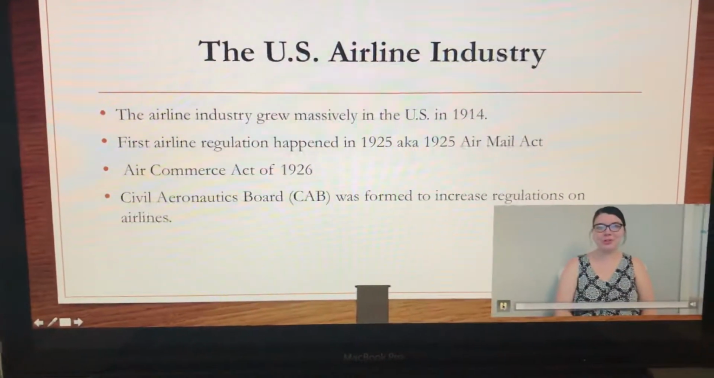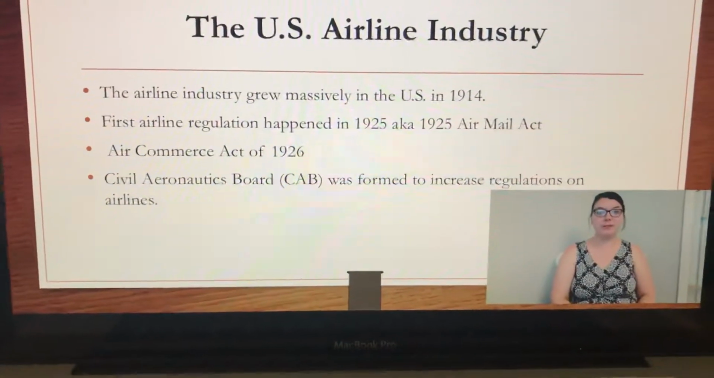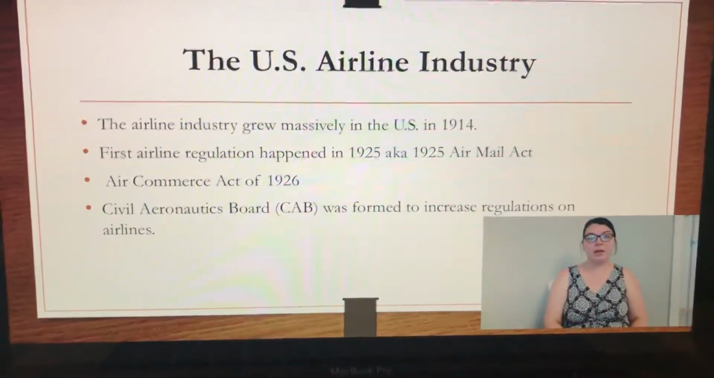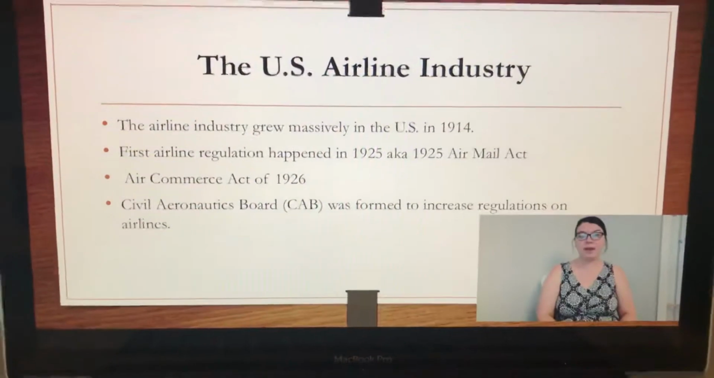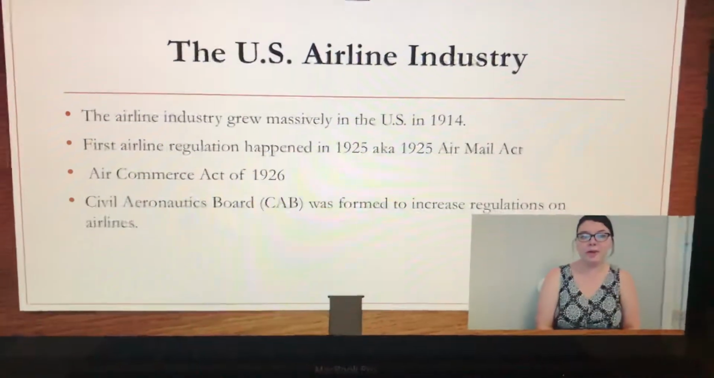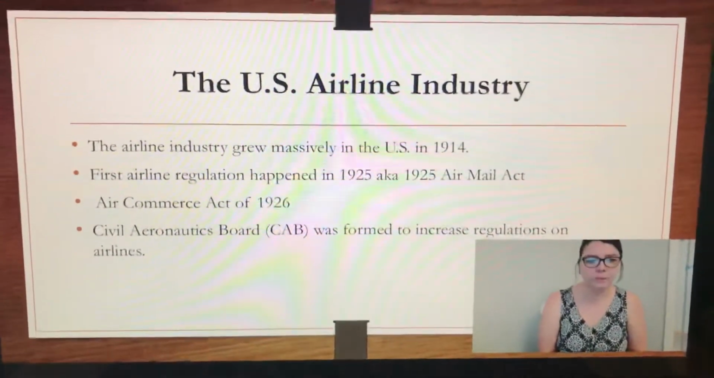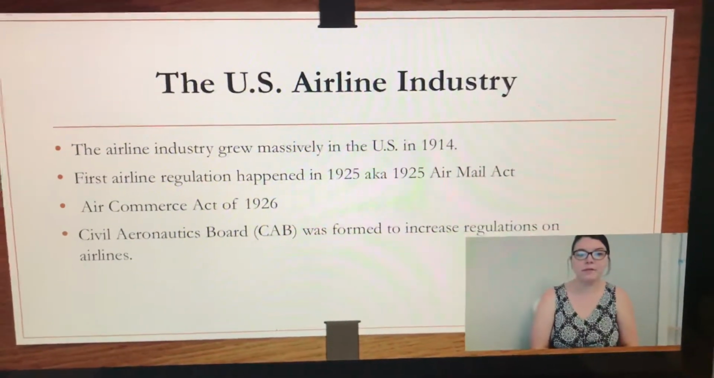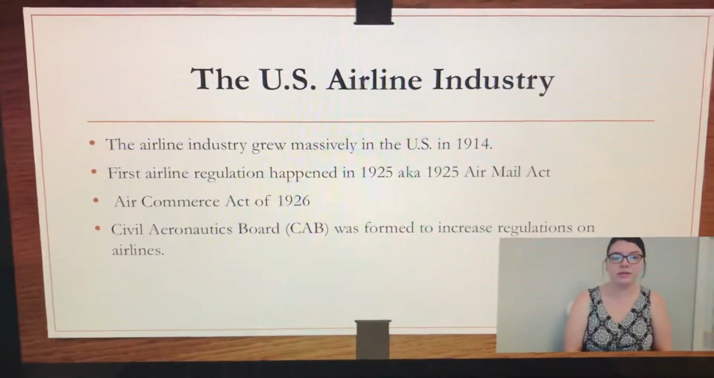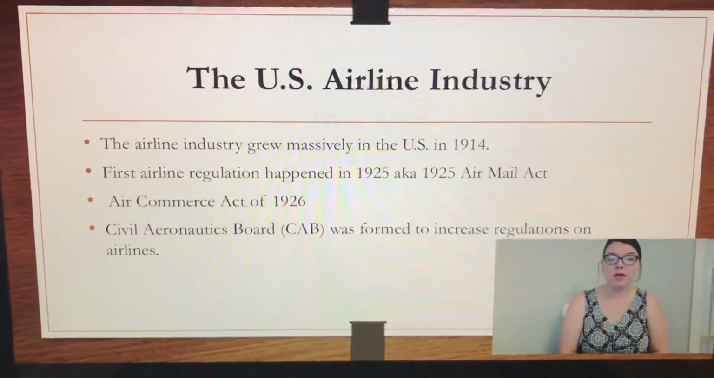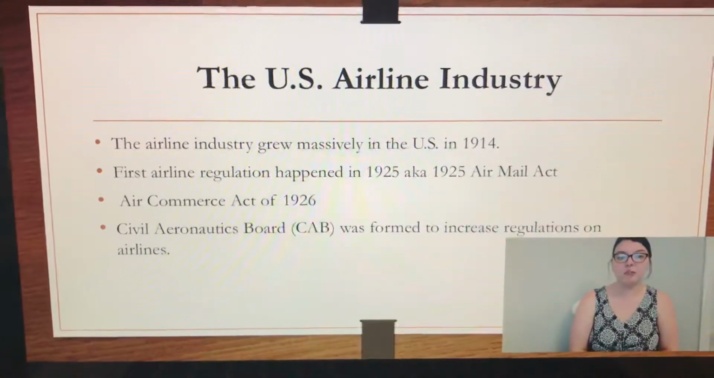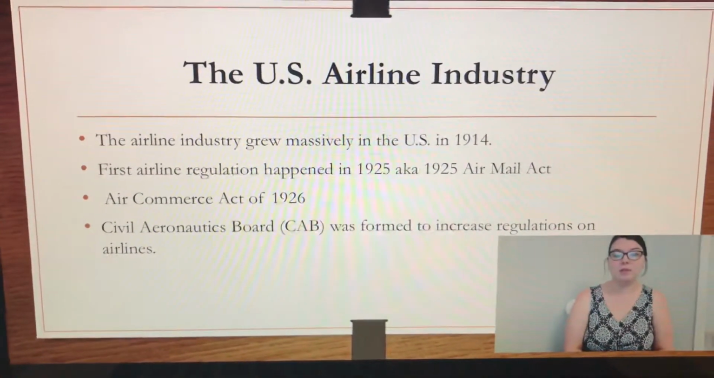The airline industry grew massively in the U.S. in 1914. The first airline regulation happened in 1925. It was known as the 1925 Air Mail Act, or the Kelly Act. And then in 1926, we had the Air Commerce Act, which created additional regulatory effects. It structured federal aircraft, airmen, navigation equipment, and air traffic, and implemented some more laws. It also ensured that aircraft be regularly inspected and display identifying markings, just for extra safety.